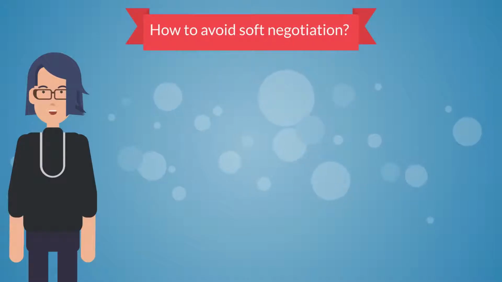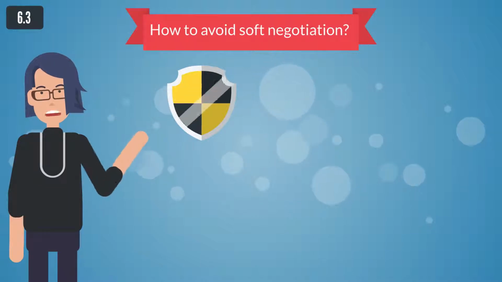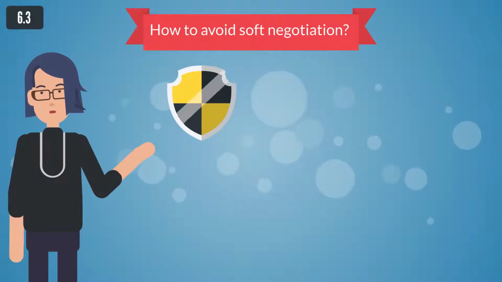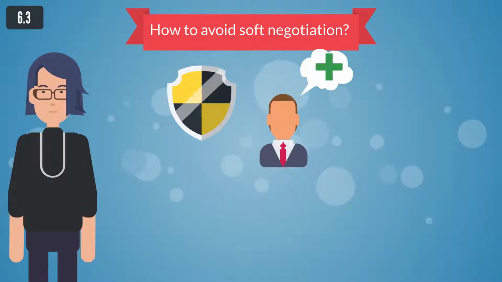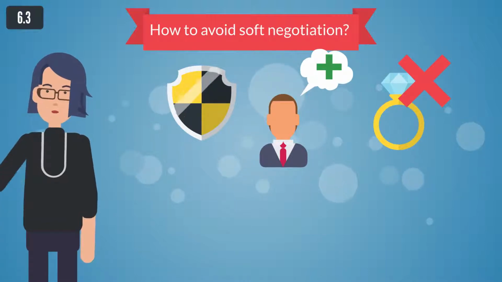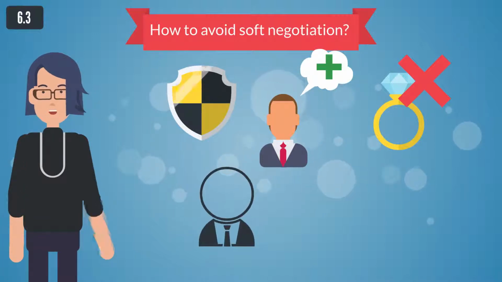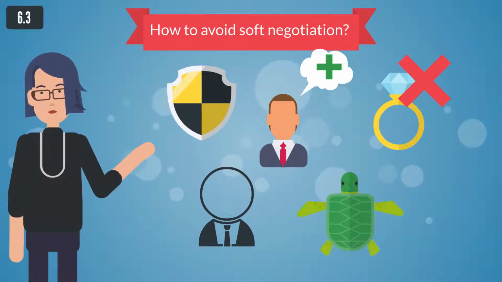How to avoid soft negotiation. Defend one's own interests from the very beginning of negotiations. Not to accept the offer, but demand more. Not to offer compromise at the first deadlock. Not to discover the lowest goal, but demand more than needed. Maintain a professional and not a friendly relationship.